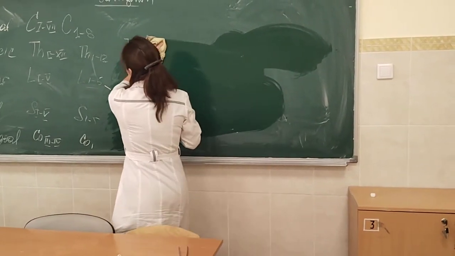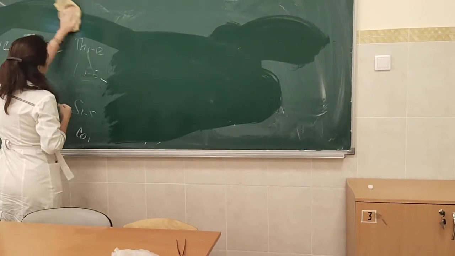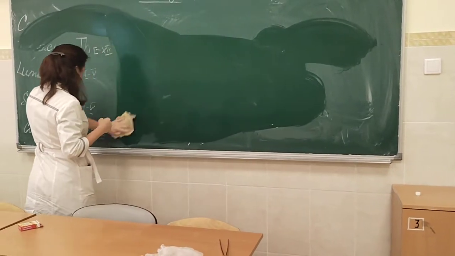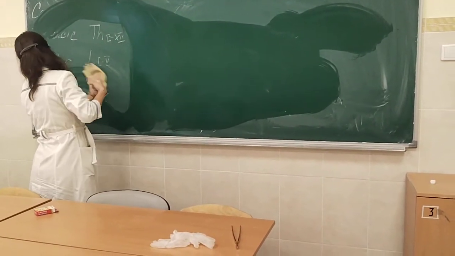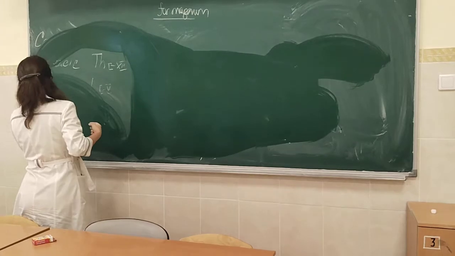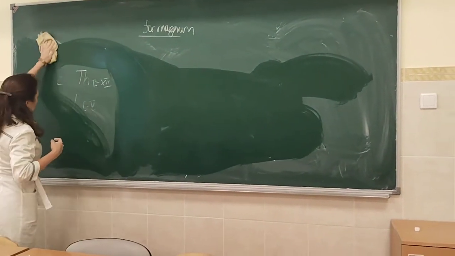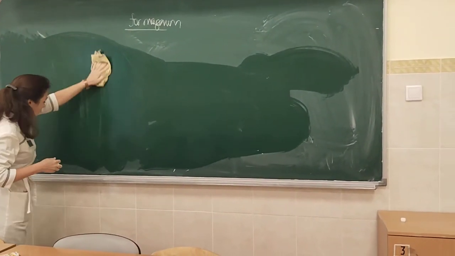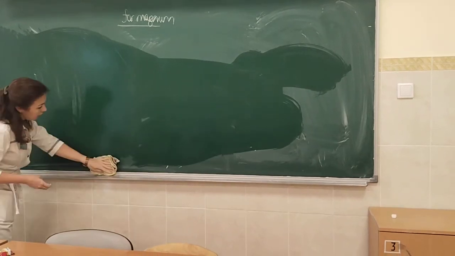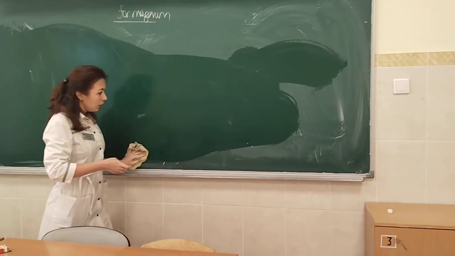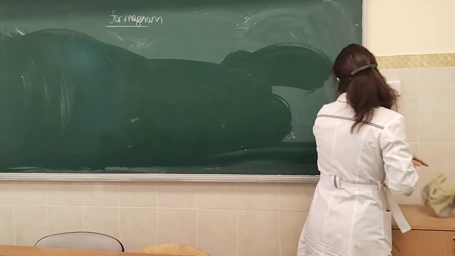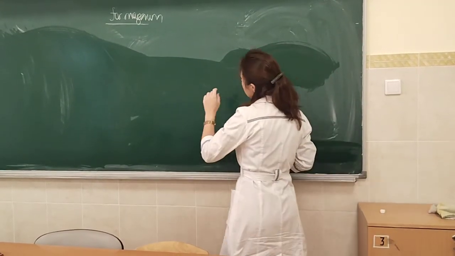Okay, and one more thing is the internal structure of the spinal cord. To understand the internal structure of the spinal cord, we will draw a transverse section of it.